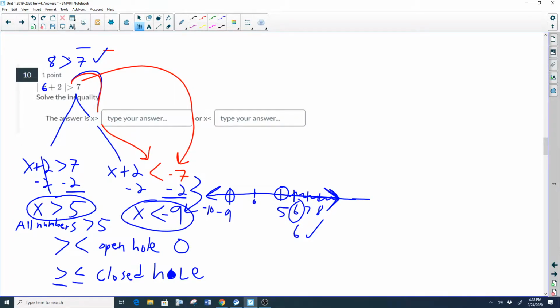But let's look at the symbols now that they give us, okay? So they give us x is less than. They give us x is greater than.